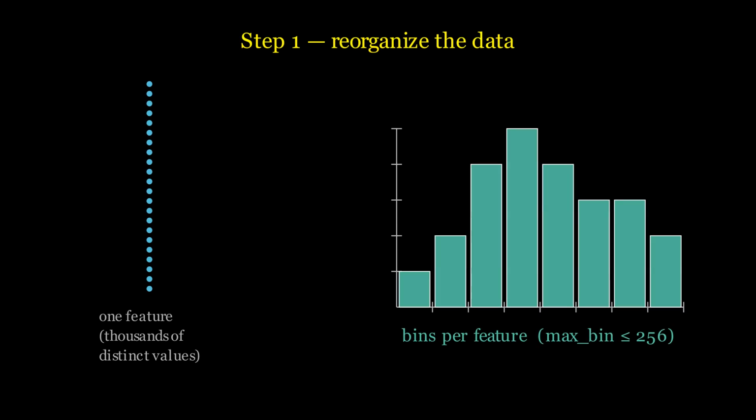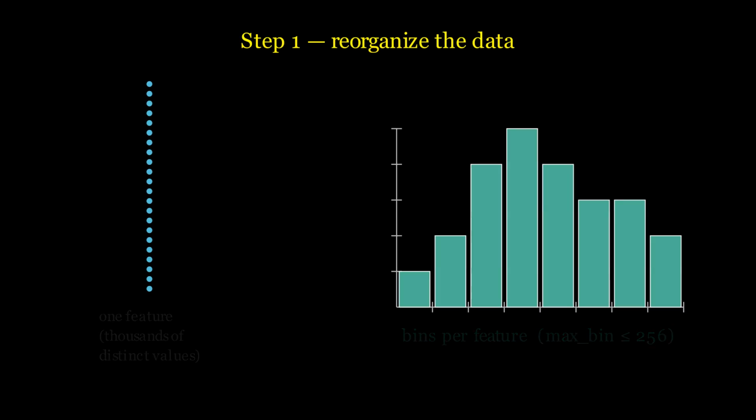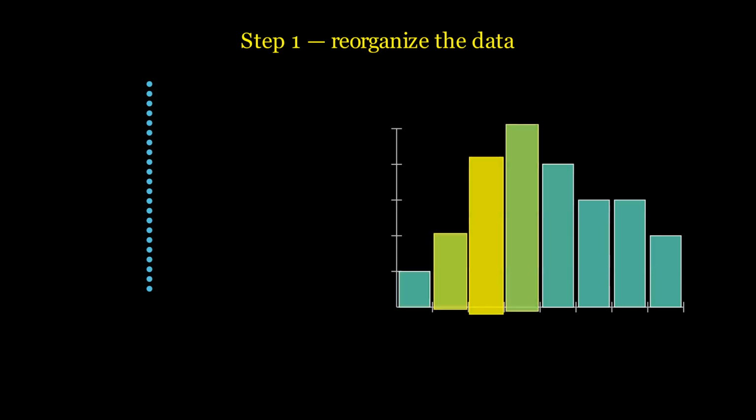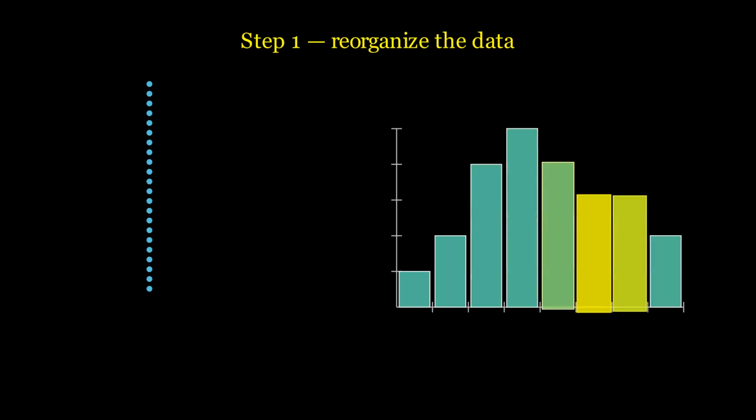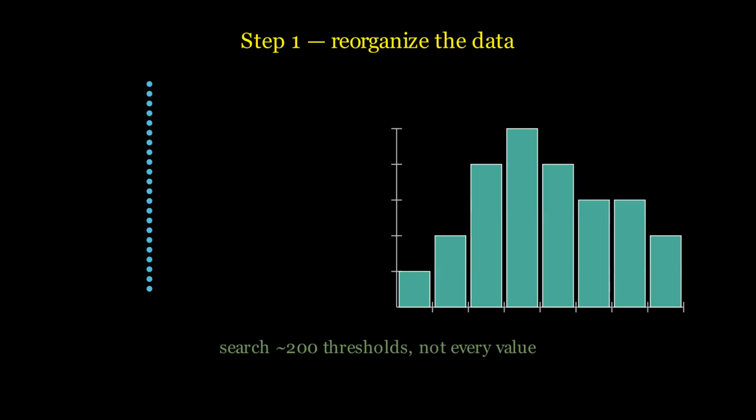Why? Because when it later searches for the best place to split, it only has to consider a couple hundred candidate thresholds per feature instead of every single unique value. That one decision, bin once, up front, is a big part of why XGBoost is so fast. This binning happens exactly once before the loop, and every tree reuses it.